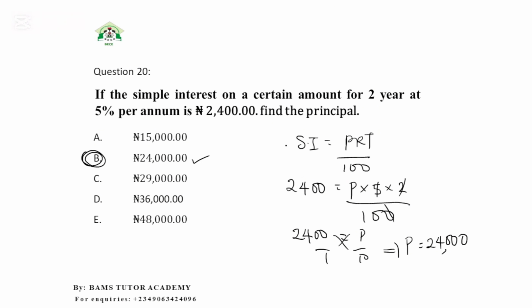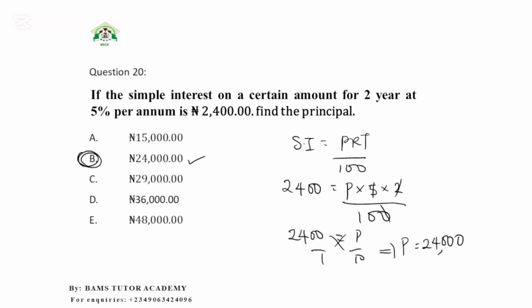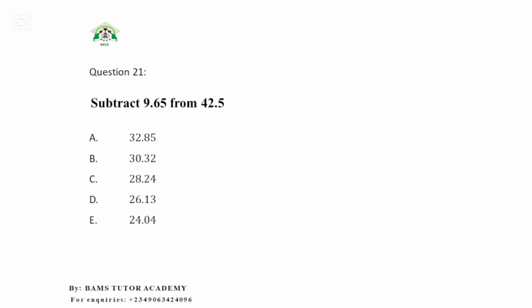So let's see question 21. Okay, so let's go to 21. Subtract 9.65 from 42.5. So what we are going to do is just my calculations. So let's see. So 42.5 minus 9.65. Just add 0 here, so you can quickly do that.